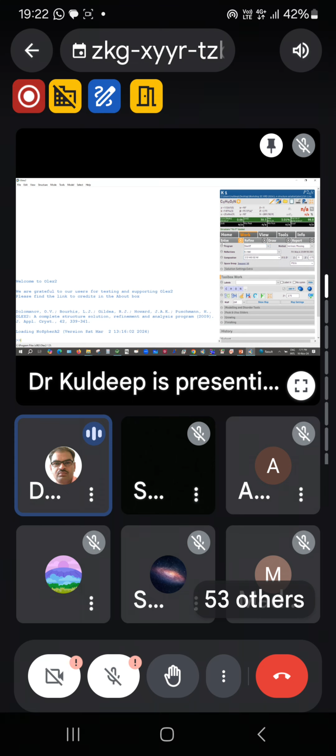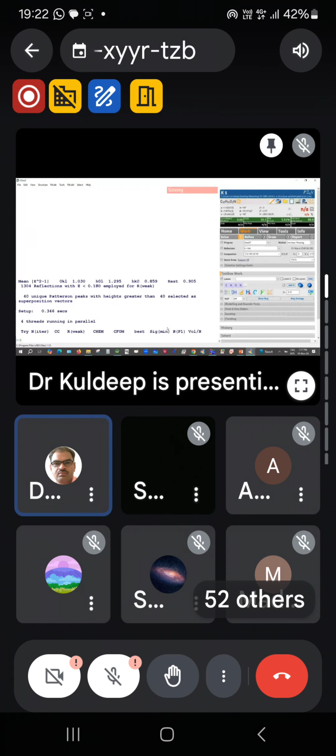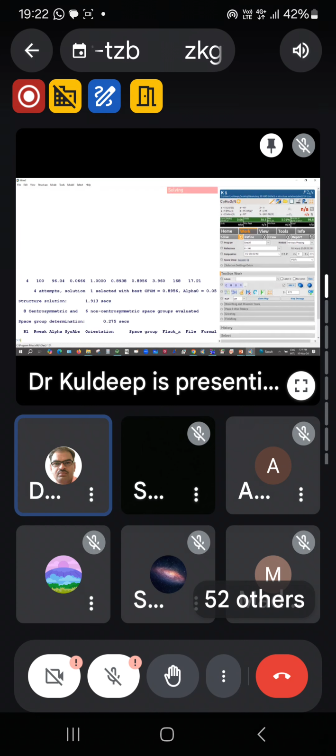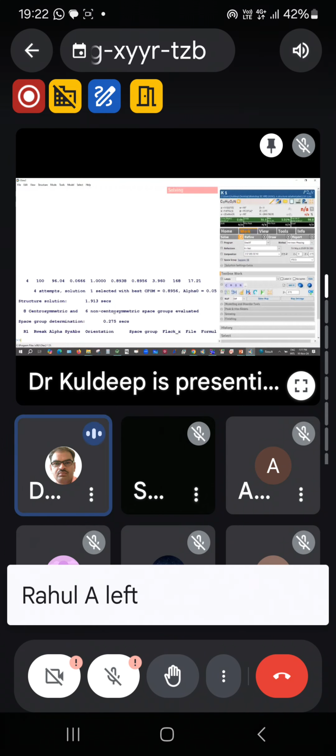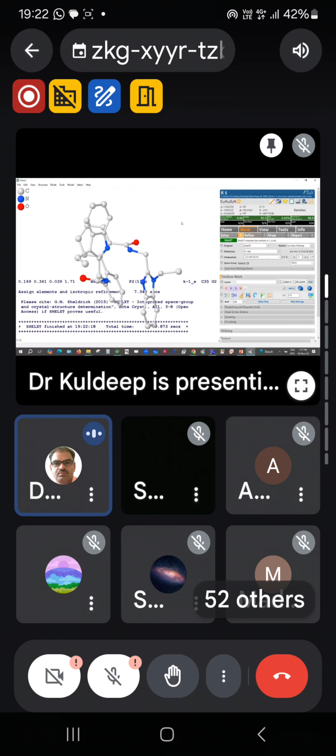So either I have to press this solve, or I just have to type solve here and press enter. It takes a few seconds to solve the phase problem, and it will give an initial model. Yes. So the structure is actually like this.